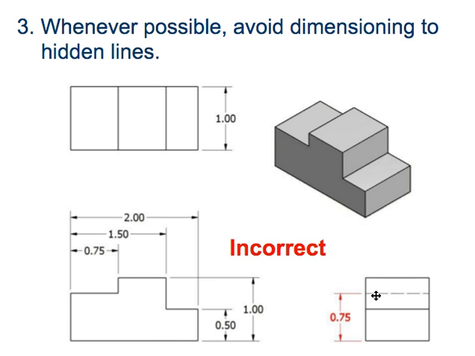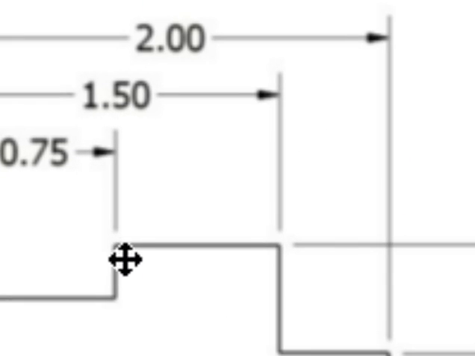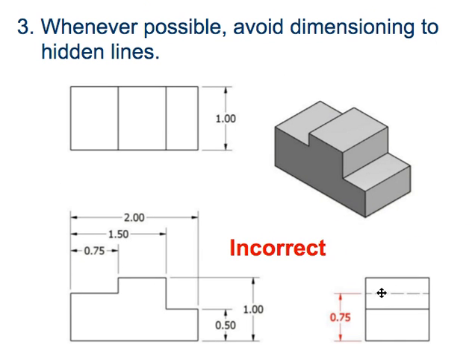So in this view, we have this hidden line, right? This hidden line is actually showing you this little step over here. Right here, it's giving you this height. So that's what this hidden line is showing you. It is better to place this dimension line right next to it instead of dimensioning the hidden line.